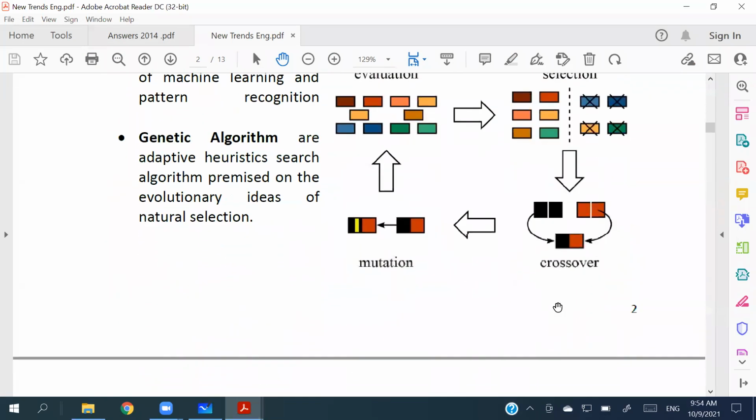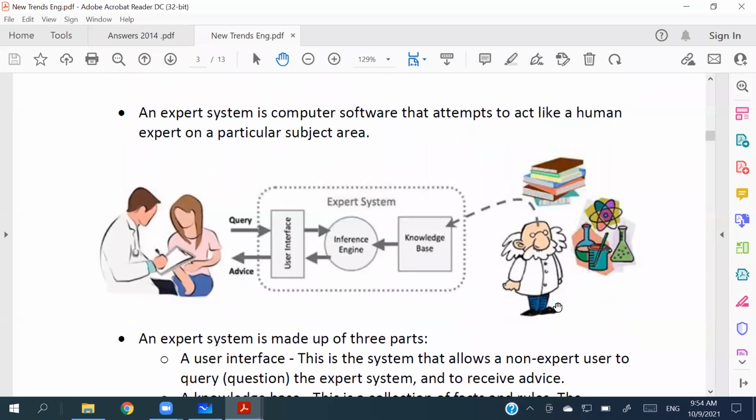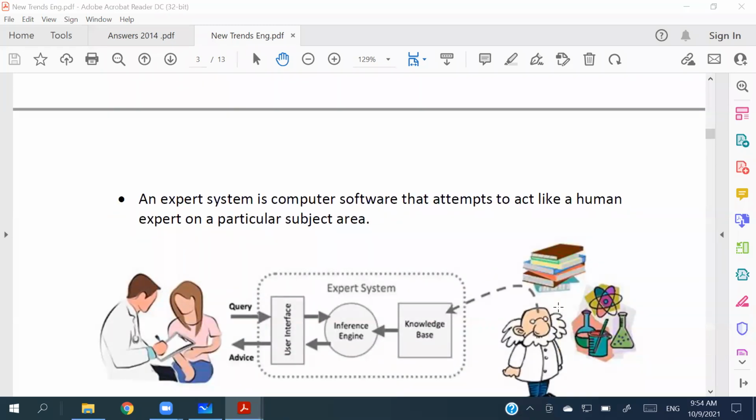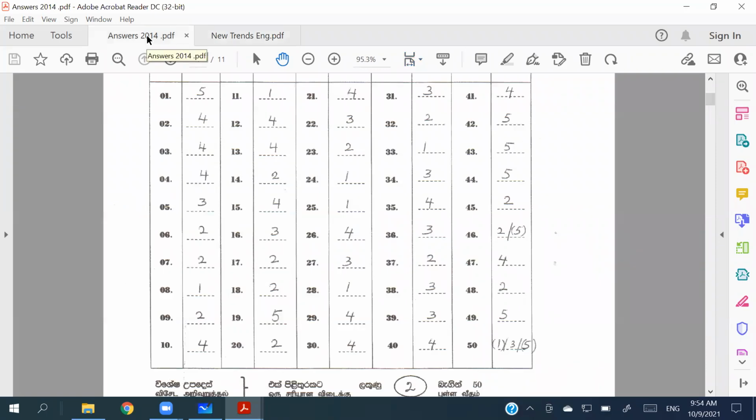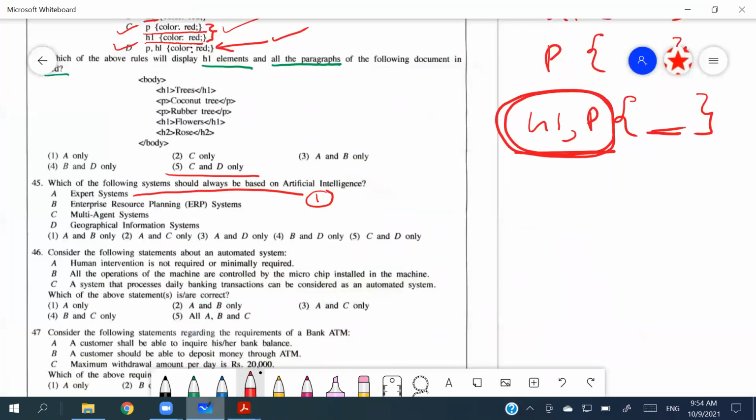So the neural networks, genetic algorithm, and the expert system. Those three categories are considered as the technologies that using artificial intelligence majorly, right? So ERP system, it's not going to be a correct answer because it is a computer system, and in other words, a software. So it does not have the AI technologies inside it, right? And geographical information system, clearly not going to be an answer, right?